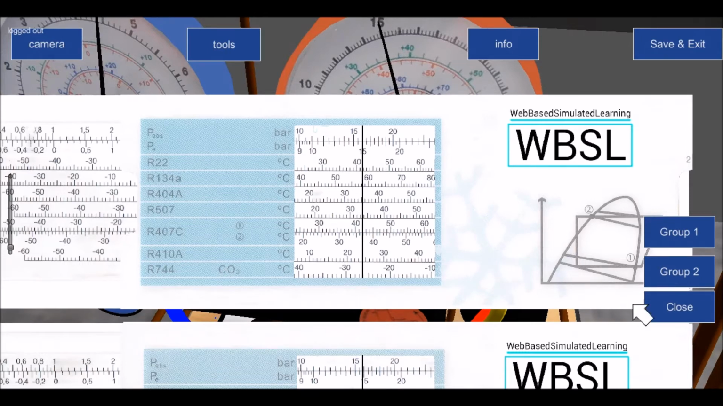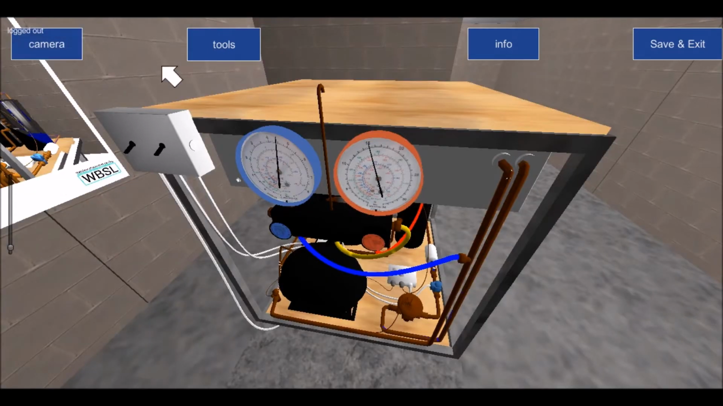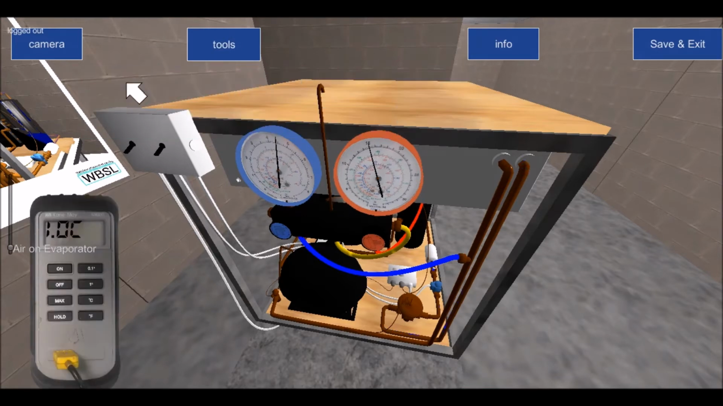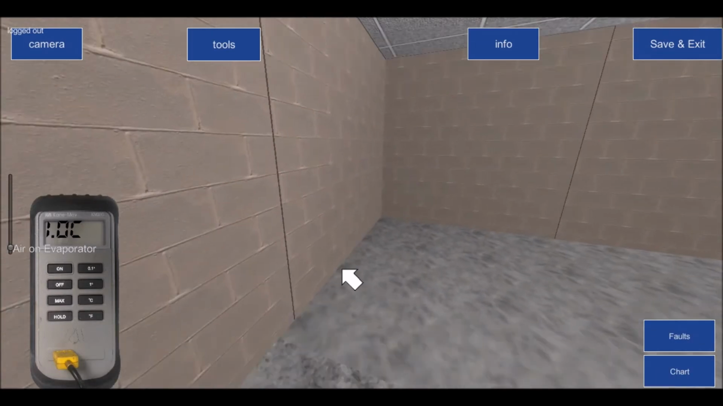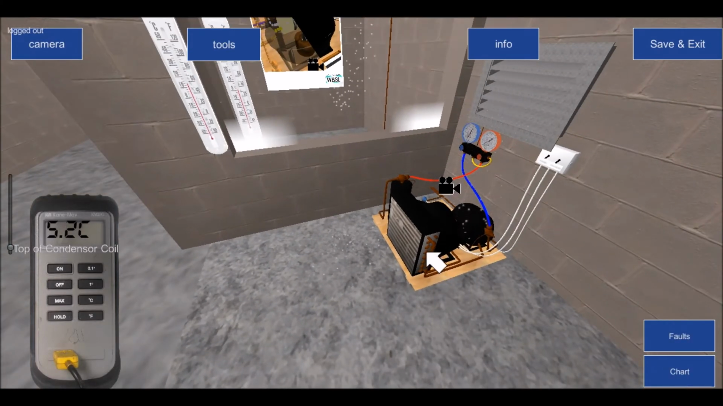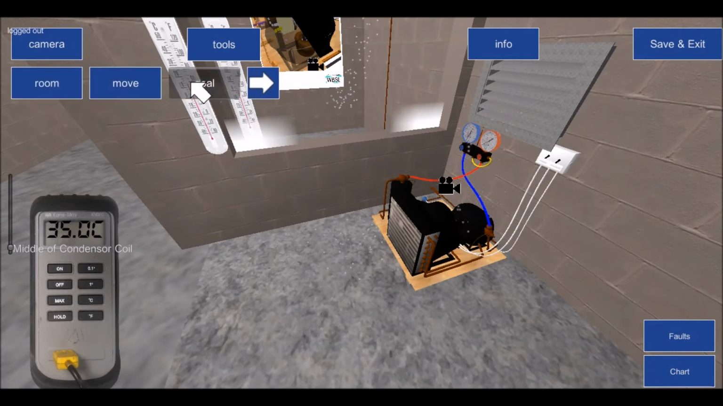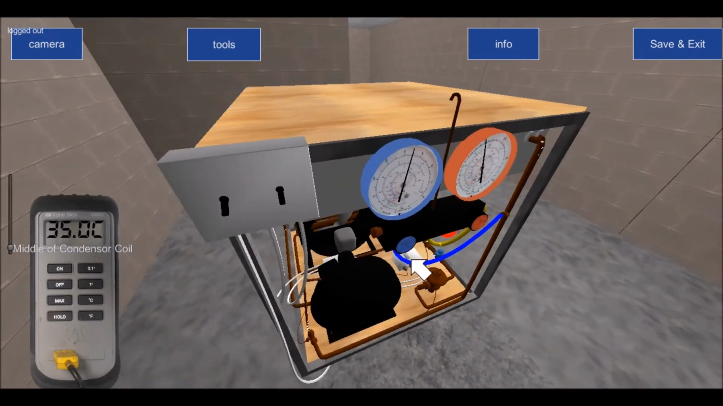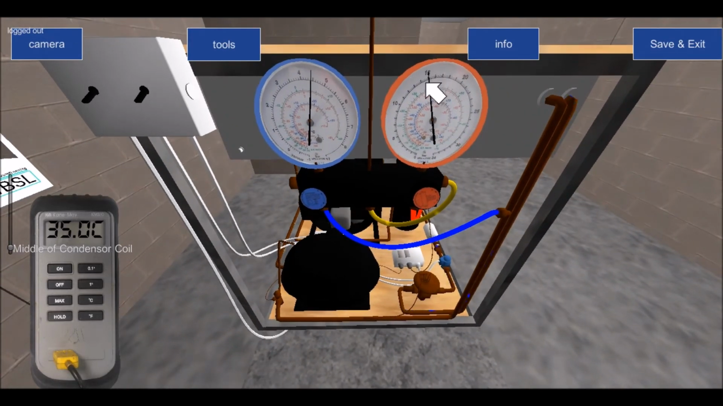So if we remember, we went with our thermometer to the middle of the condenser and stuck our probe there in the middle of the condenser. That's the top of the condenser, this is the middle of the condenser. When we got to the middle of the condenser, we were reading a condensing temperature of 35 degrees Celsius. We then looked at our gauge, and we discovered that on our high side gauge we have a condensing pressure of 15 bar, with a corresponding condensing temperature of 35 degrees Celsius.